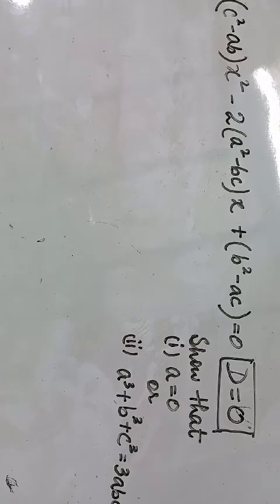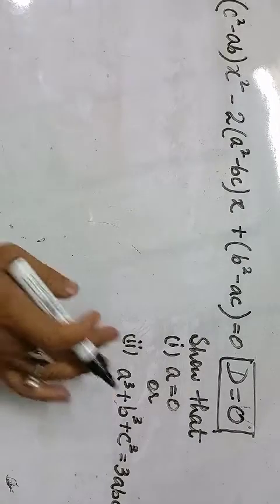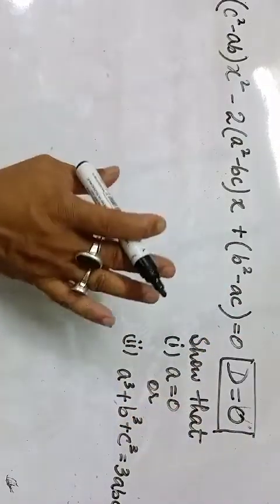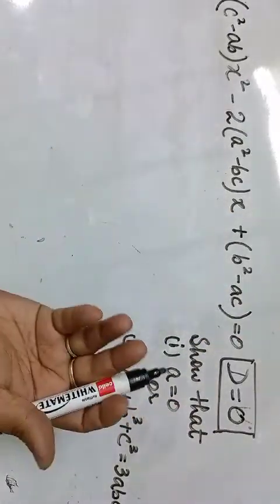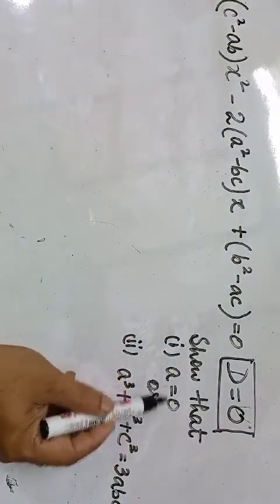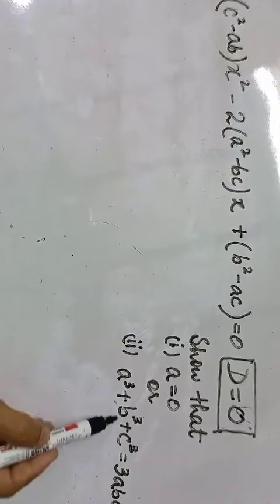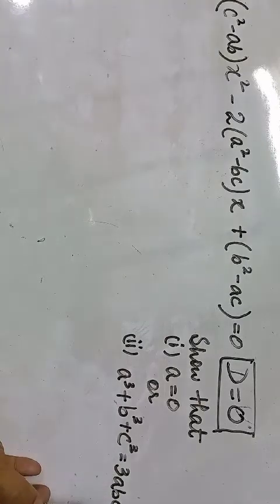Okay, so now let us see. Please note, children, that this condition is already given, so we will have to apply it. We don't have to prove that. So applying that, what do you have to do? You have to show that either a is 0, which is small a over here, or a cube plus b cube plus c cube is equal to 3abc. This is what we have to prove.